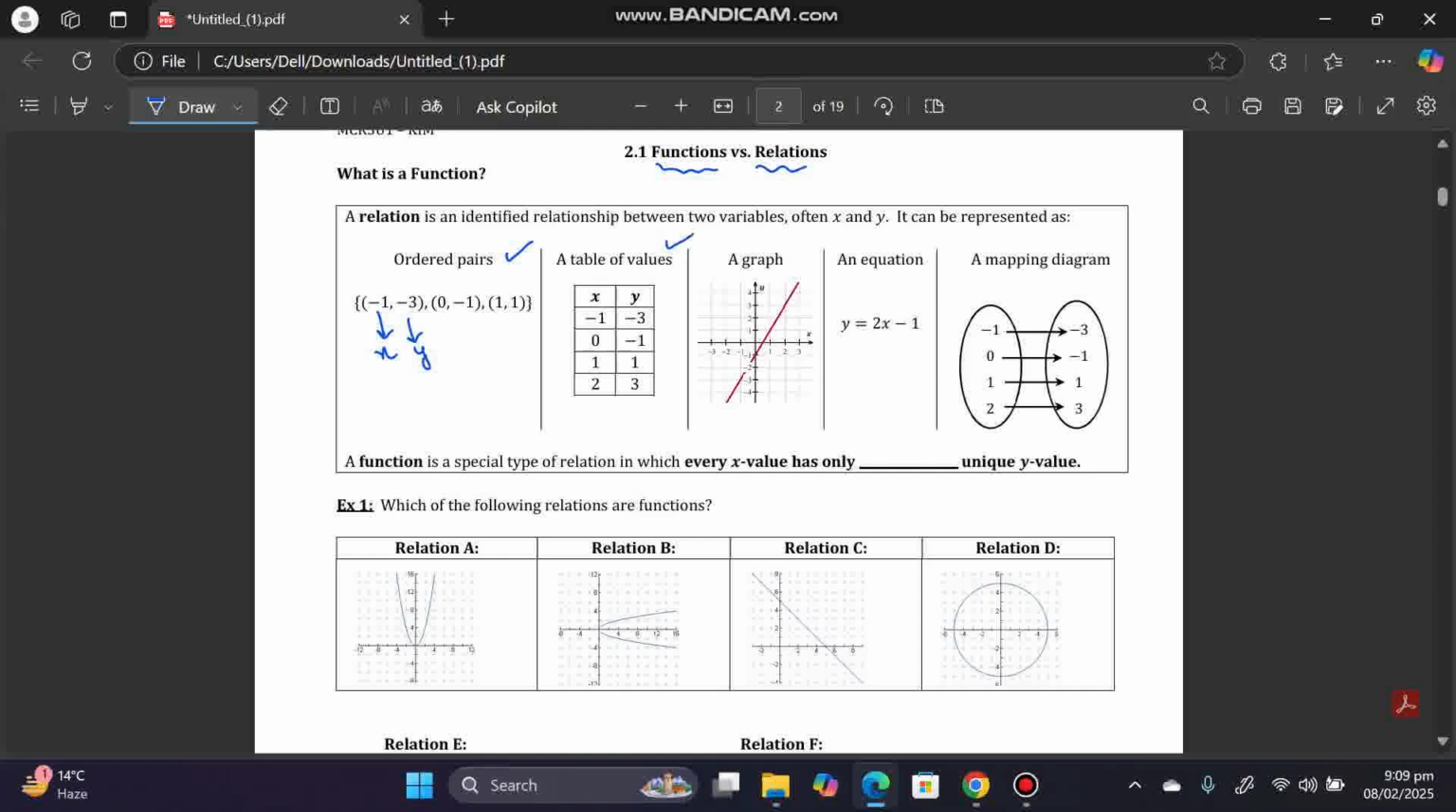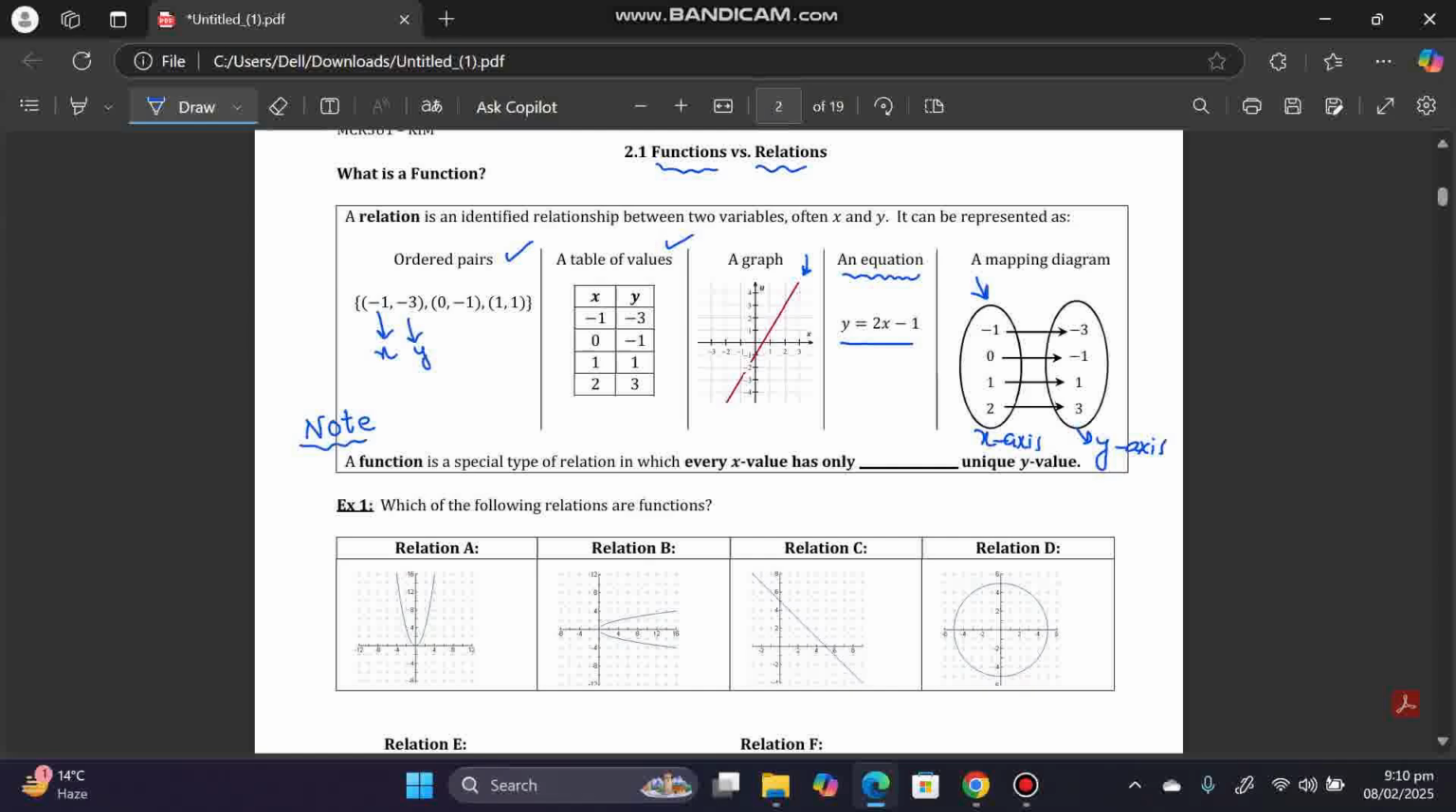In the table we have x and y values, the graphical method to represent the x and y values, and we can also represent a function in the form of an equation, and also in a mapping diagram, where the first set of numbers represents the x values and the other set of numbers represents the y values. And also there is a very important note about the relationship between functions.